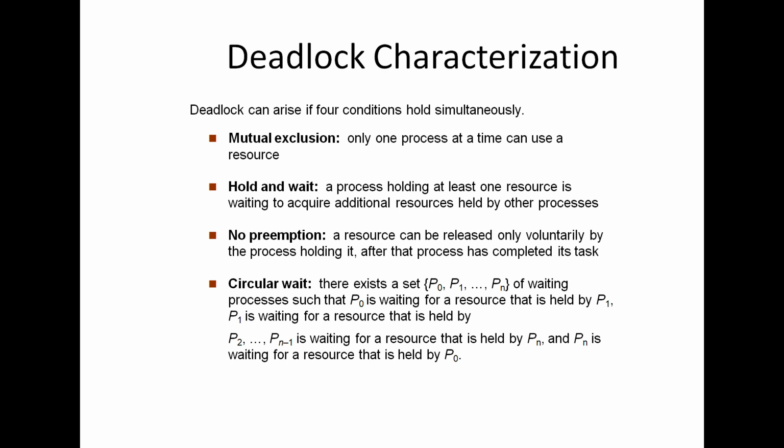The fourth condition is circular wait. Circular wait means assume that we have n number of processes, starting from P0, P1, up to Pn. P0 is waiting for a resource that is held by P1. P1 is waiting for a resource that is held by P2, and so on up to Pn-1, which is waiting for a resource that is held by Pn. In that case you have a circular wait. All the time, one process is waiting for a resource held by another process. This is called circular wait. If these four conditions hold simultaneously, then there may be a possibility of deadlock.